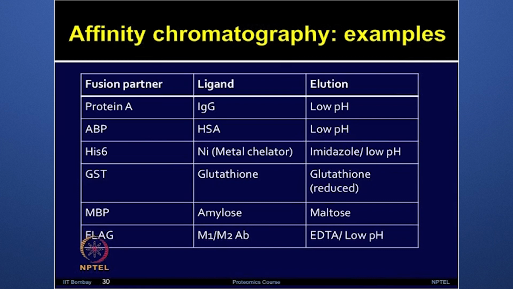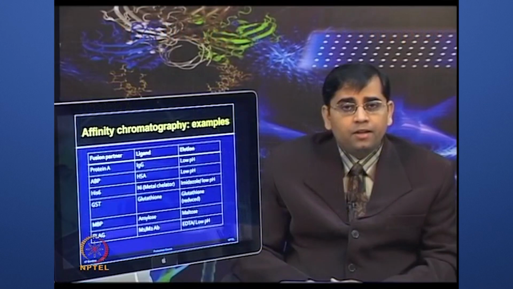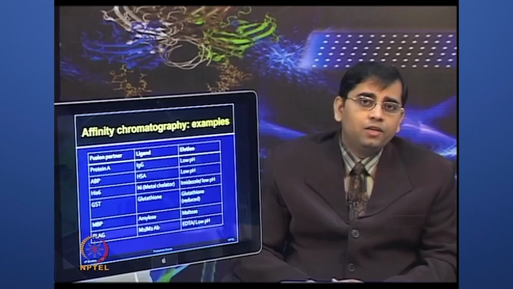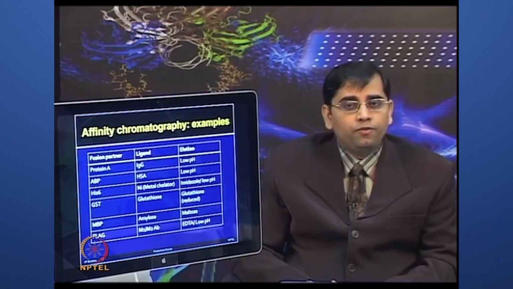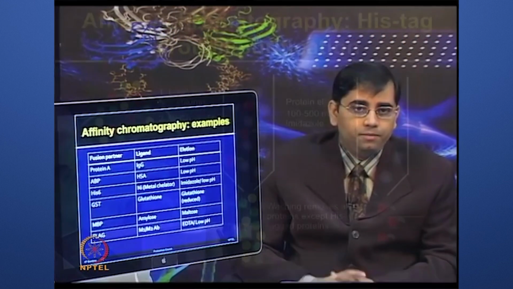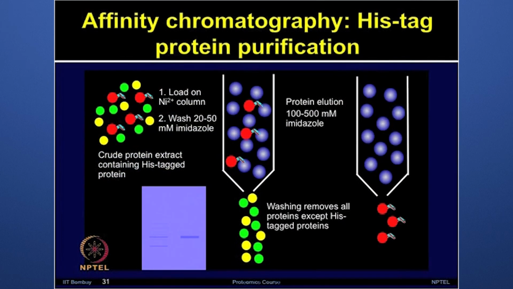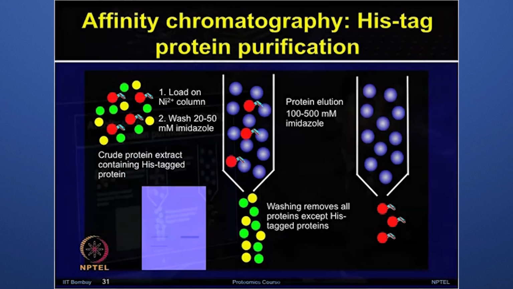Then FLAG proteins can be bound to M1 or M2 antibodies, and EDTA or low pH elution can be used for eluting the proteins. There are various other examples, but these are common strategies being employed for protein purification. So, we just discussed there are various strategies. By adding a tag or by applying some affinity interaction, the proteins can be purified.